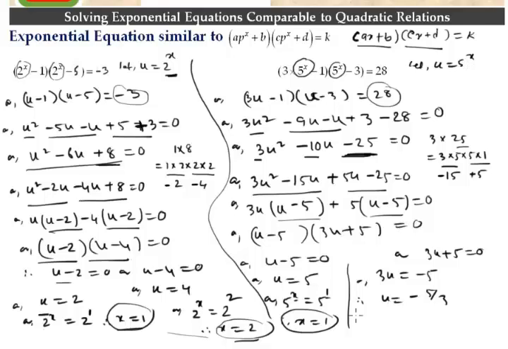u is 5 to the power x. So 5 to the power x equals minus 5 by 3. For 5 to the power x, it does not matter what the value of x is. Since the base is positive, this 5 to the power x will always be positive. But here the right hand side is negative, so a positive value can never be negative. So this relation will not give any real solution for x. So solving this equation, we will get only one solution, that is x equals 1.